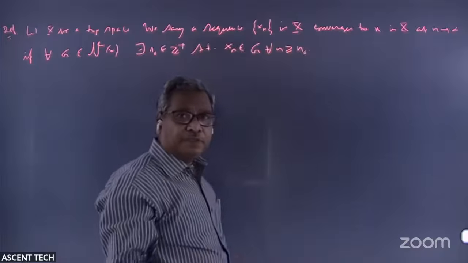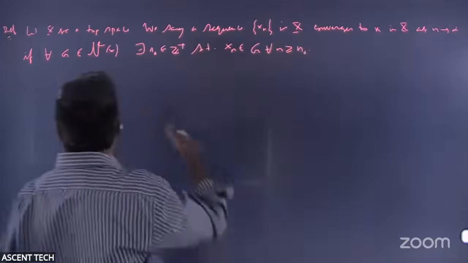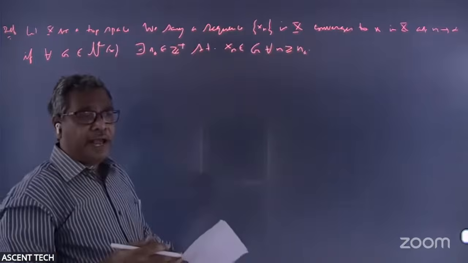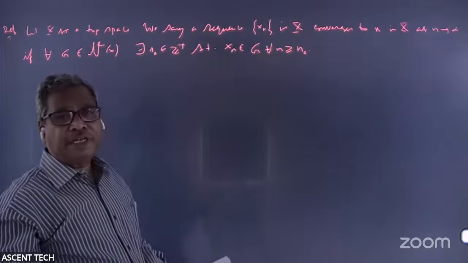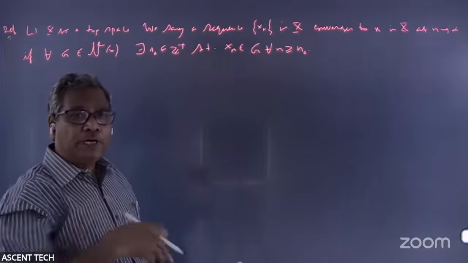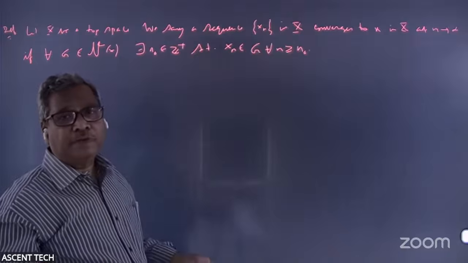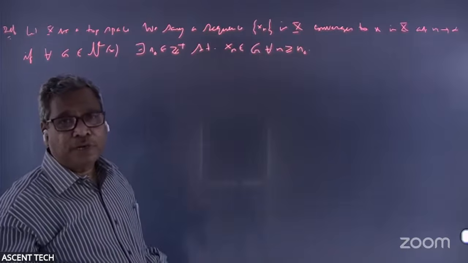Is that a meaningful definition? For every neighborhood around X, it says the Xn's have to get into that G. That's when we say that Xn converges to X.